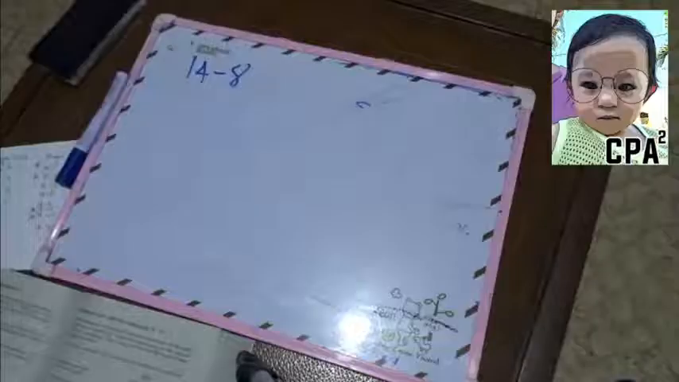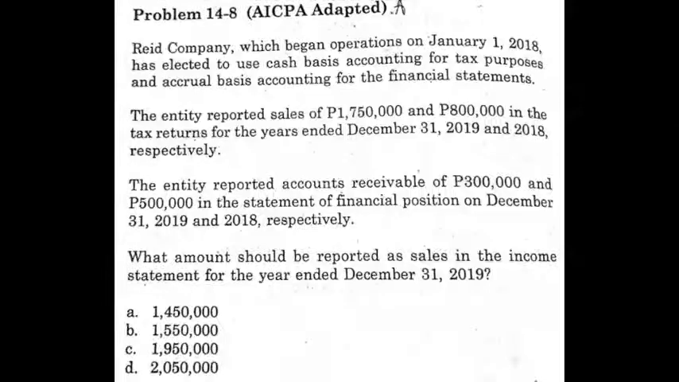That is Reed Company. So Reed Company, which began operations on January 1, 2018, has elected to use cash basis accounting for tax purposes and accrual basis of accounting for the financial statements. The entity reported sales of 1,750,000 and 800,000 in the tax returns for the years ended December 31, 2019 and 2018 respectively. The entity reported AR of 300,000 and 500,000 for December 31, 2019 and 2018 respectively. So what amount should be reported as sales in the income statement for the year ended December 31, 2019?